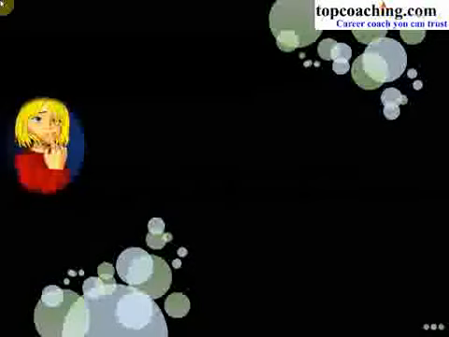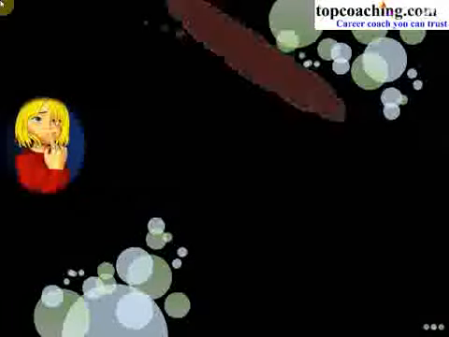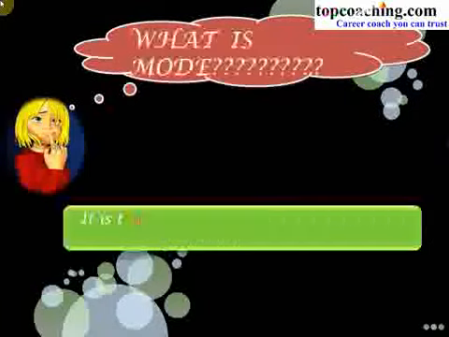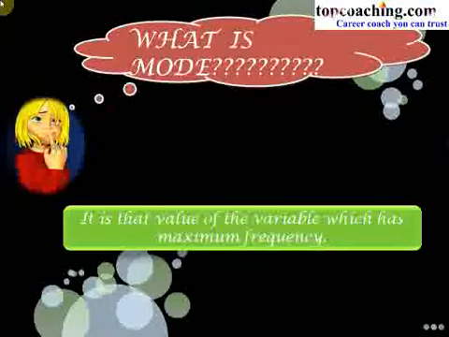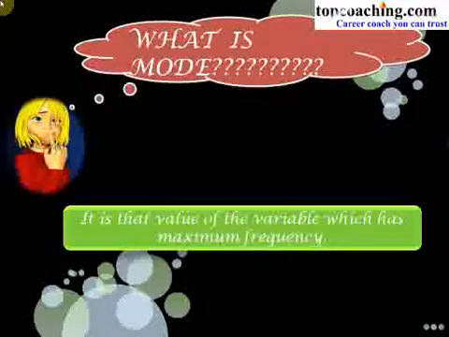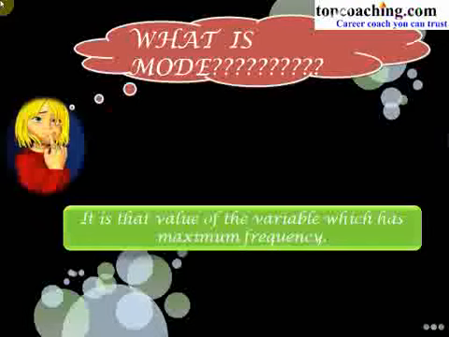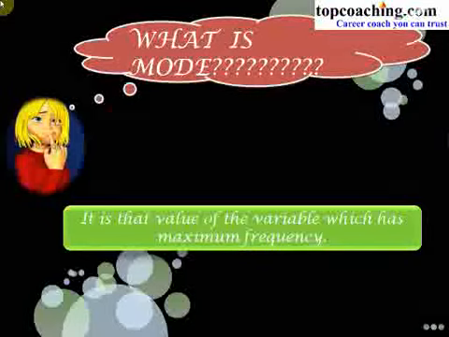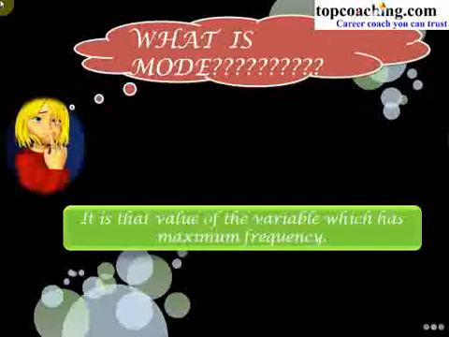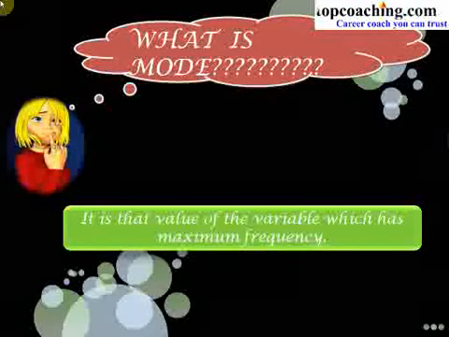Now moving to our next and the last component, which is mode. What is mode? Till now we have studied two measures of central value of a set of observations, that is mean and median. But in this section we shall study a third measure of the central value of a distribution, which is known as mode. So what is mode? It is the value which occurs most frequently in a set of observations, or in simpler words we can say it is that value of the variable which has maximum frequency.